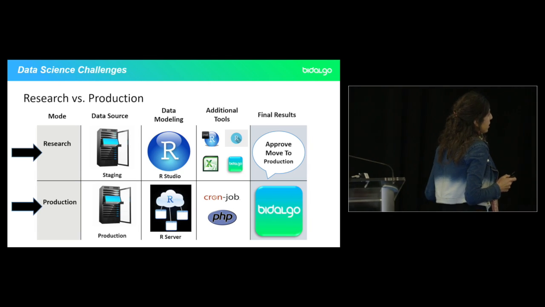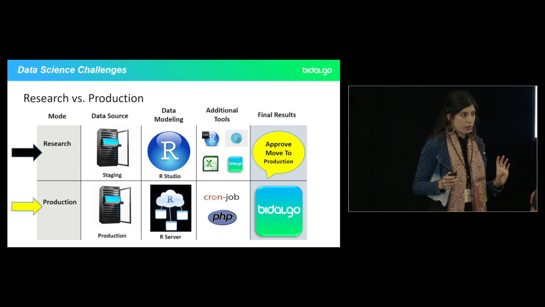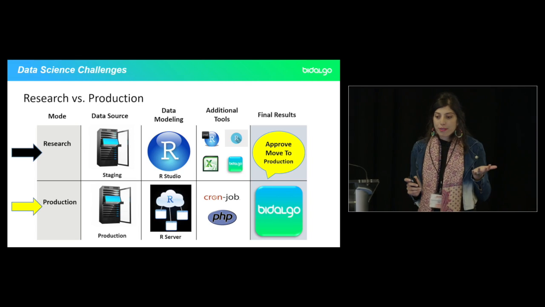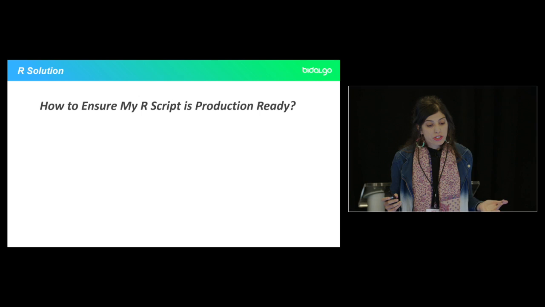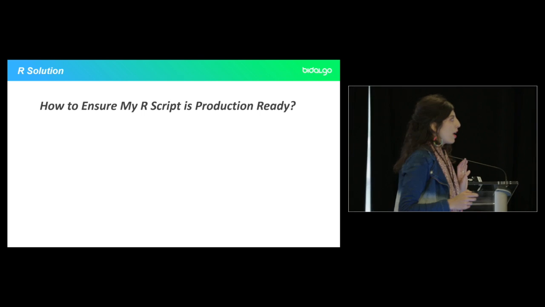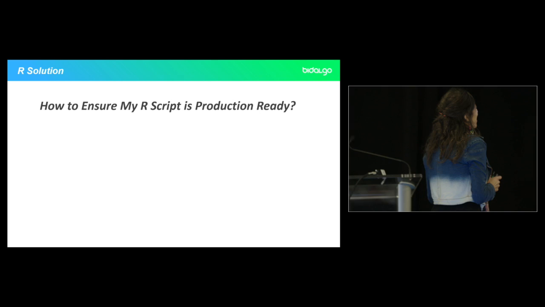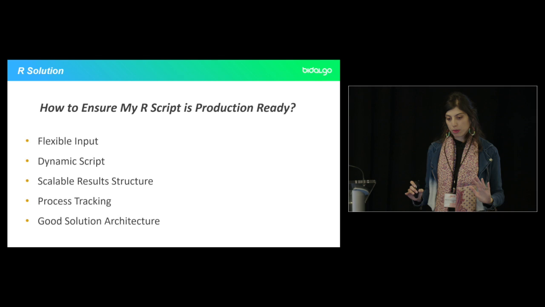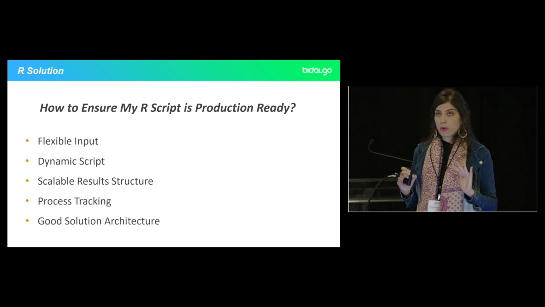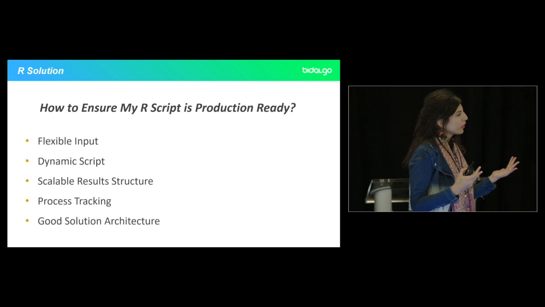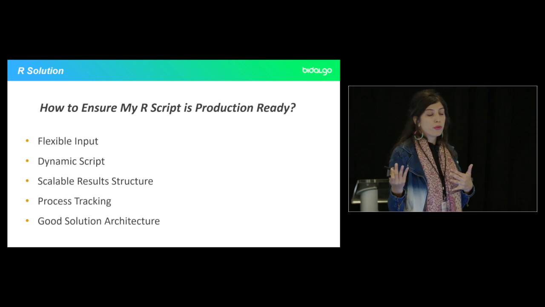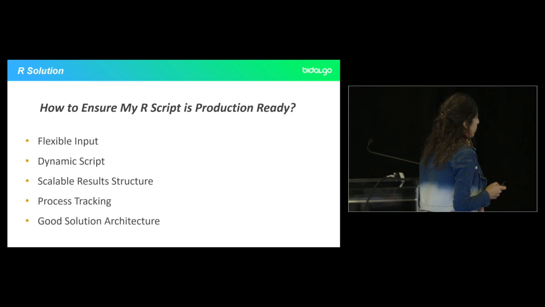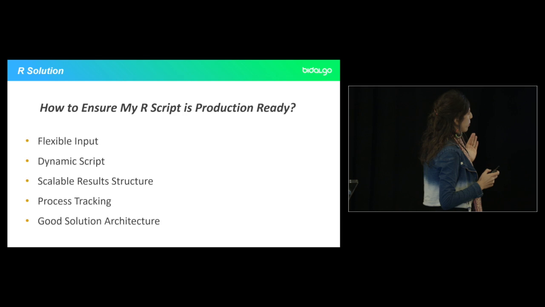So the next thing is the approval of the move to production. And this talk is going to focus only on this part, or in simple words, how to ensure my R script is production ready. And here's where we get to the technical part. We found that these concepts are very useful and helpful, and I'm going to review them one by one. When I follow them, my move to production can be very smooth. But we have to follow them.